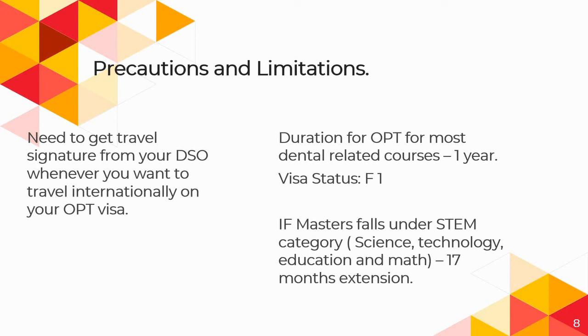Now, there are a lot of people who are interested in doing masters in clinical sciences, oral biology, health administration, public health. Some of these courses fall under the STEM category, which is science, technology, education, and math. Funnily enough, dentistry doesn't fall under this, at least as of today. So if you do qualify under the STEM category, you then have a 17-month extension. Once you are enrolled in that course, you can look up whether your course is a part of STEM or not.